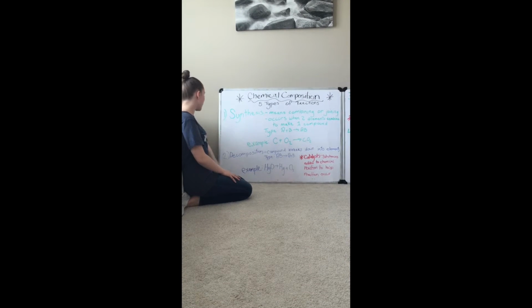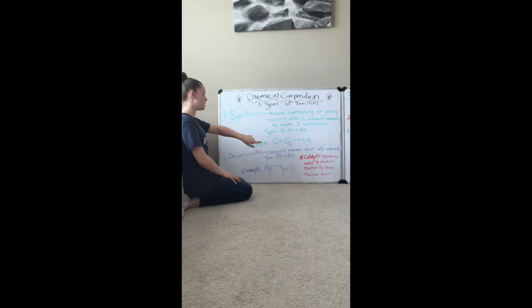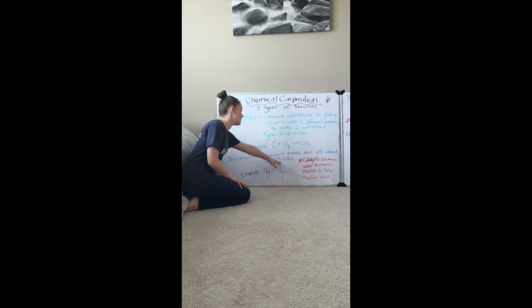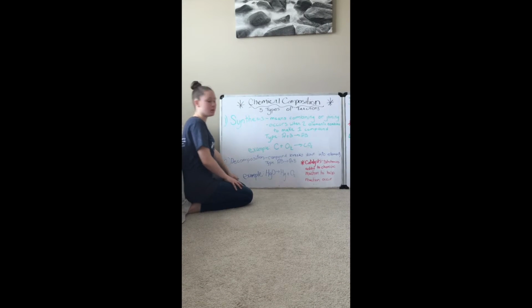Our second type of reaction is decomposition, which is when a compound breaks down into elements or into smaller compounds. The type is AB yields A plus B. And our example is HgO yields Hg plus O2.